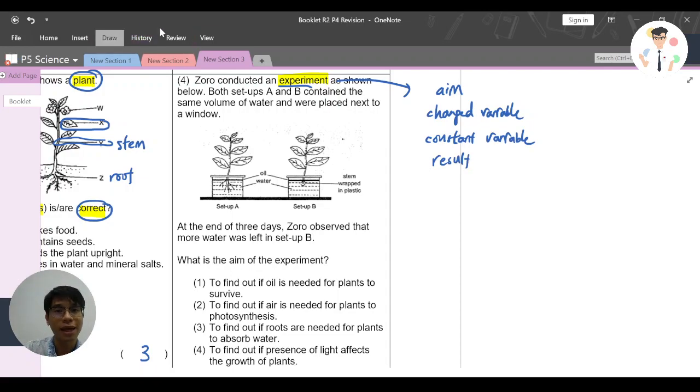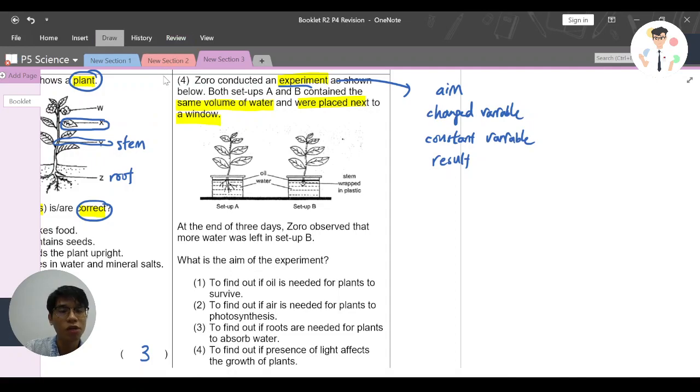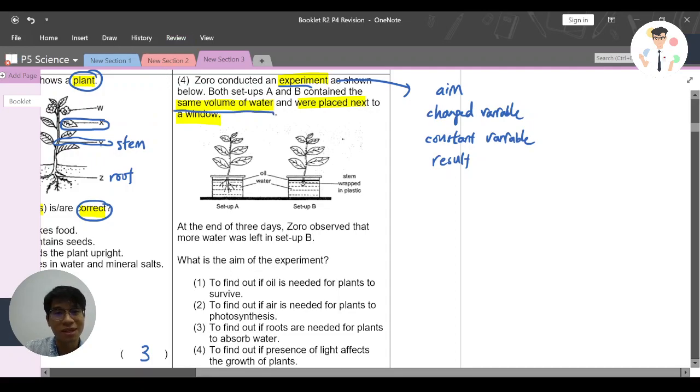Both setup A and B contain the same volume of water and were placed next to a window. So as you can see, same volume of water means that this is basically the constant variable. It means that they are providing the same volume of water. Next, they were placed next to a window. They are providing the same environment. Again, that is the constant variable. So we actually have this a lot.